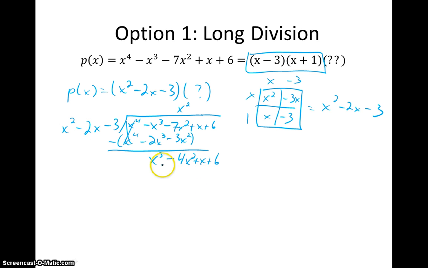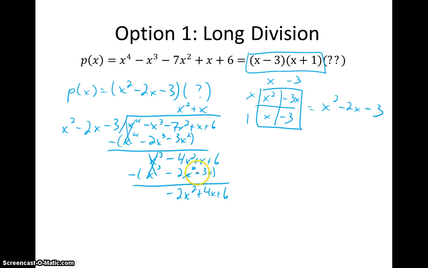And now x squared into x cubed, that's just plus x. X times x squared is x cubed, minus 2x squared, because it's x times x. And then x times negative 3 is negative 3x. Subtract that whole thing. X cubes go away. Negative 4x squared minus a negative 2, that's adding 2, is going to give us negative 2x squared. X minus a negative 3x is x plus 3x, which is plus 4x. And then we have a plus 6 here.